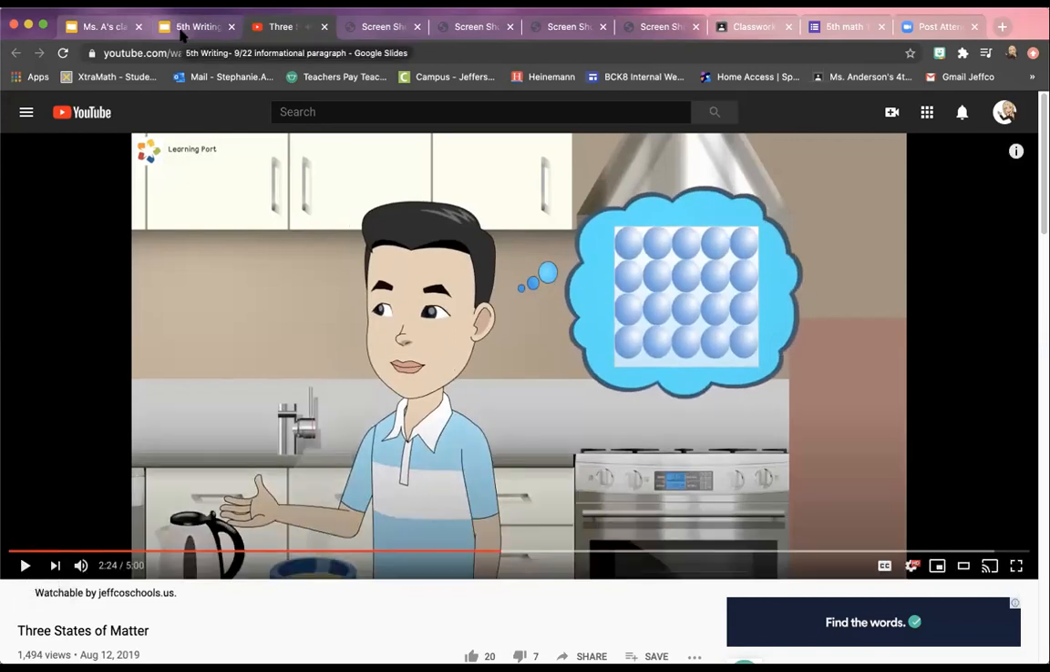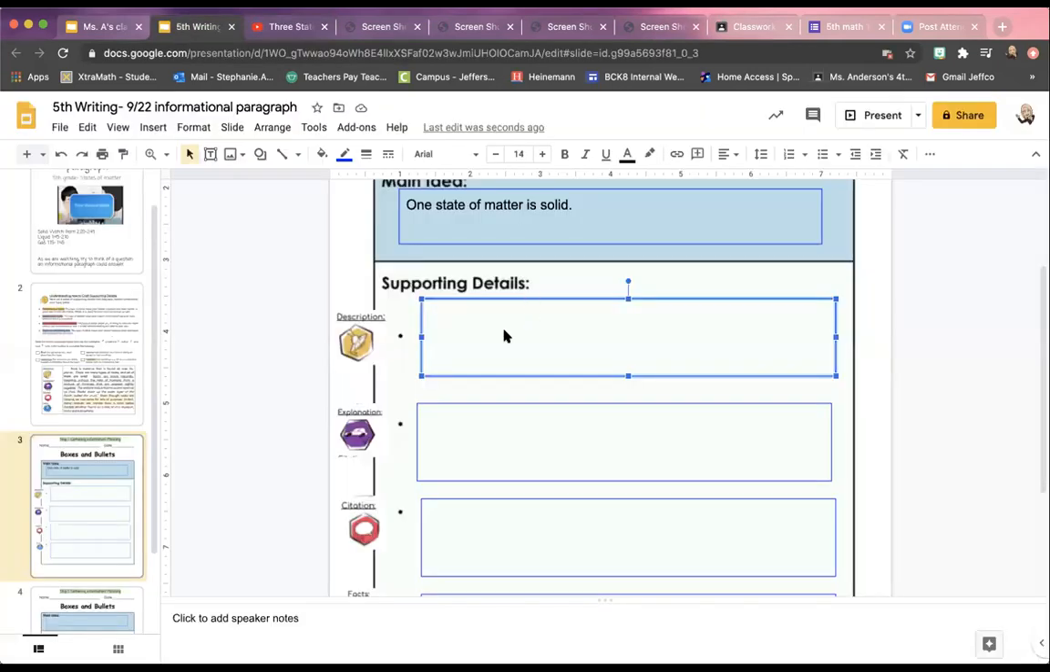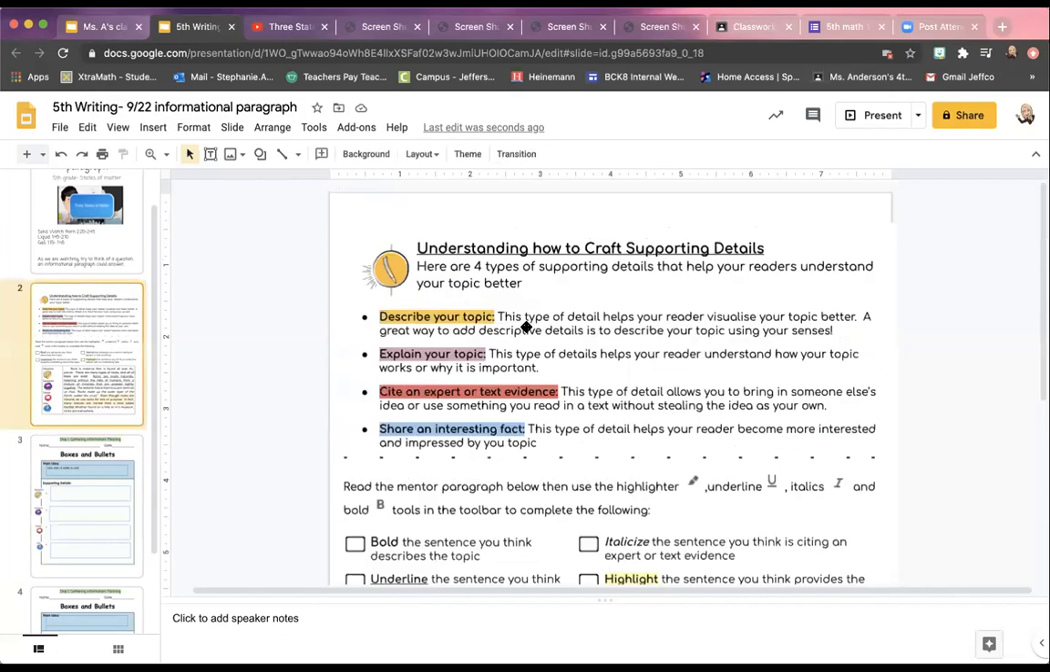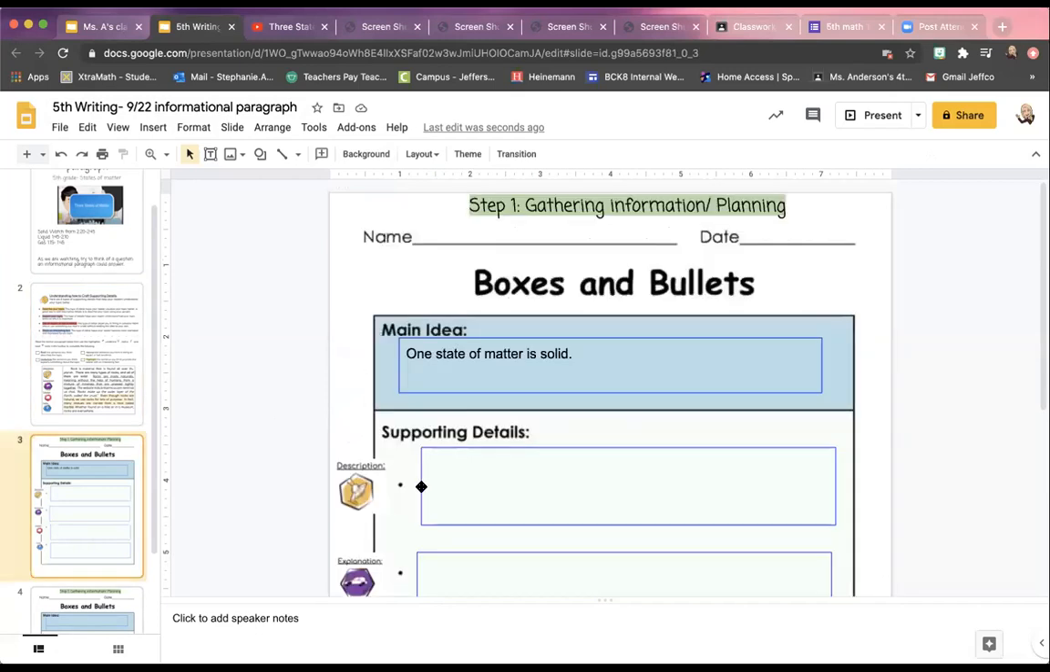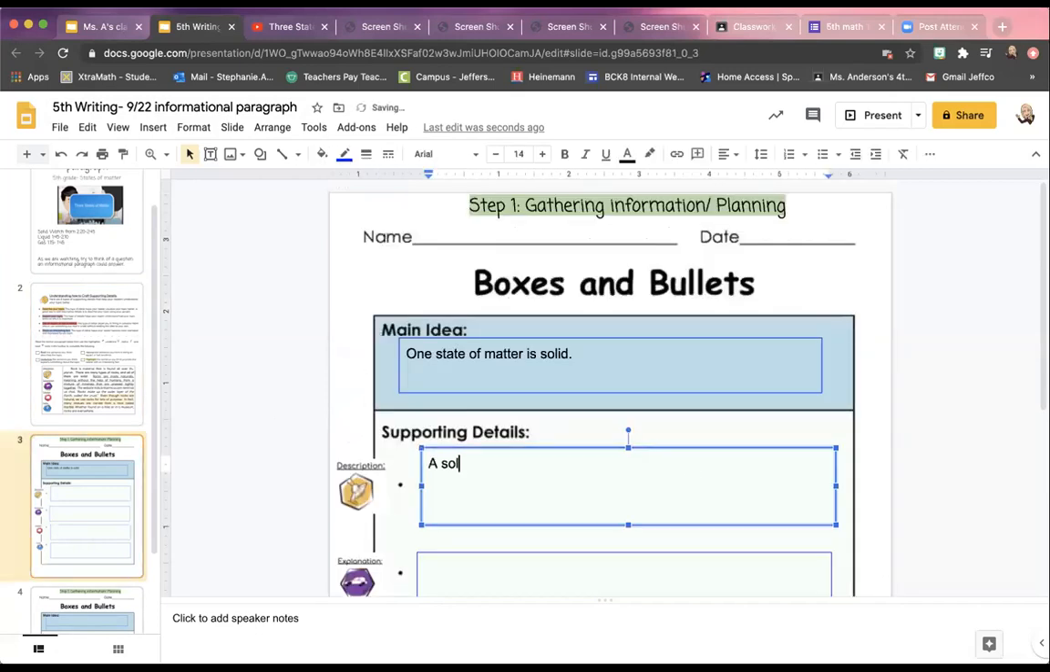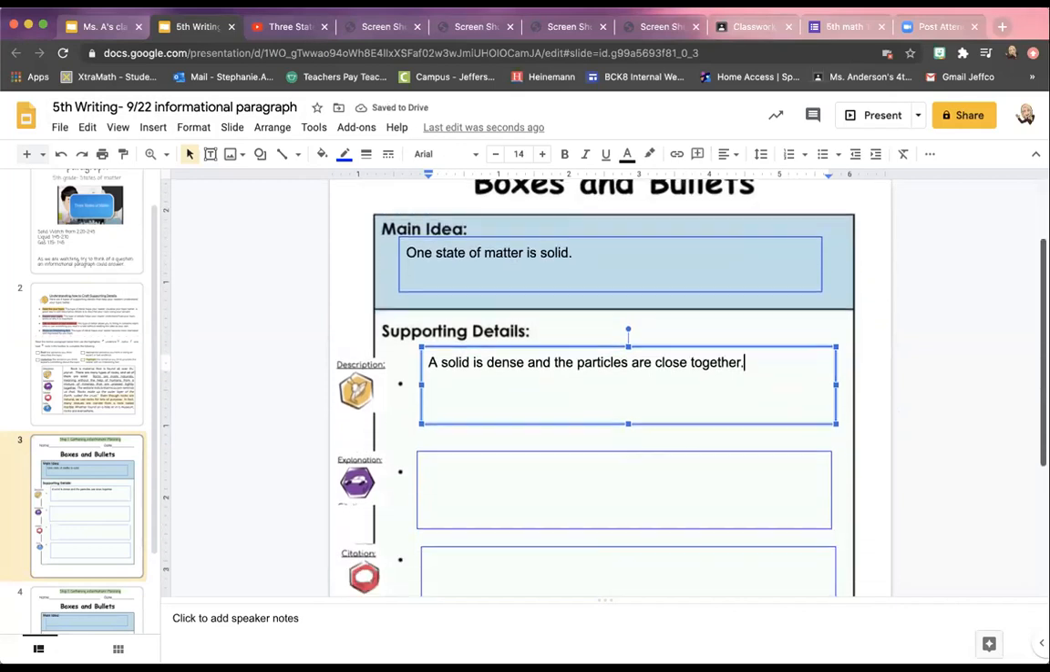Okay, so particles are packed together and organized. So I'm going to describe it. So my purpose of my description, if I go back, it says that they want to help visualize my topic. A solid is dense. I'm going to use the word dense, which means it's hard. It's closely packed together, and the particles are close together. So I think that'll help my reader better understand it.